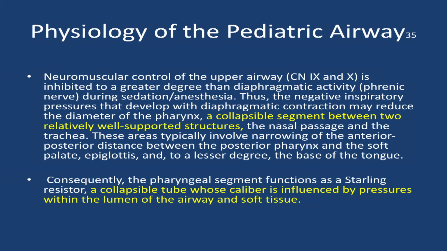These areas typically involve narrowing of the anterior-posterior difference between the posterior pharynx and the soft palate, epiglottis, and to a lesser degree, the base of the tongue. Consequently, the pharyngeal segment functions as a Starling resistor, a collapsible tube whose caliber is influenced by pressures within the lumen of the airway and soft tissues.